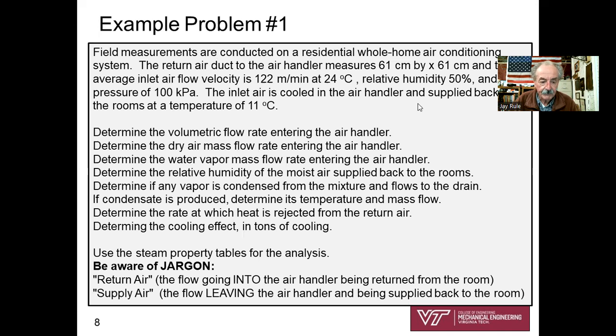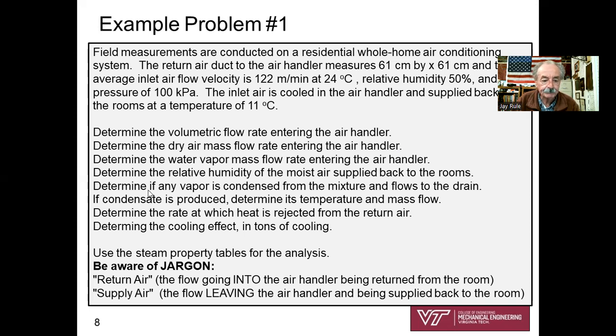Okay. Now look at this assignment. The assignment is longer than the given information. Let's go through what we've got to calculate for our air conditioner analysis. The volumetric flow rate entering the air handler. That should be easy. Determine the dry air mass flow rate entering the air handler. Now recognize that the dry air mass flow is going to exactly equal what's leaving the air handler. In other words, the supply air back to the rooms. However, determine the water vapor mass flow entering the air handler. Let's think about this.